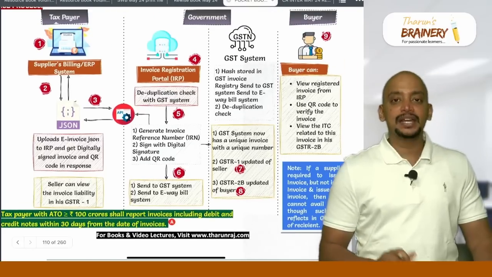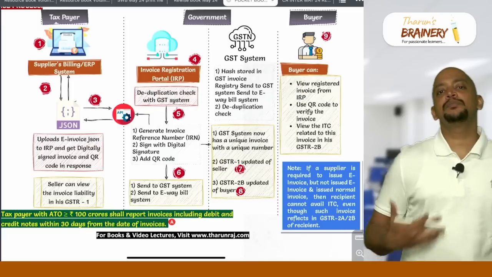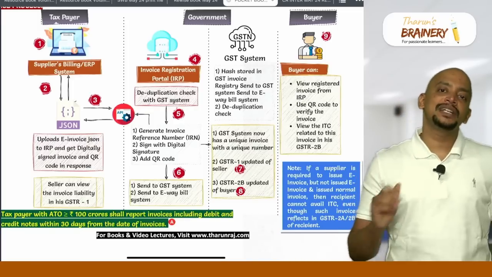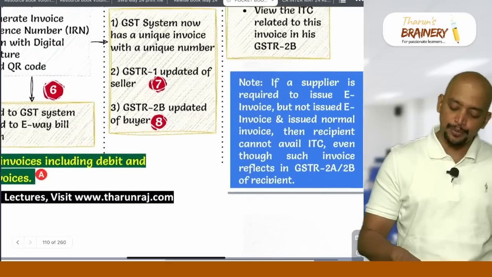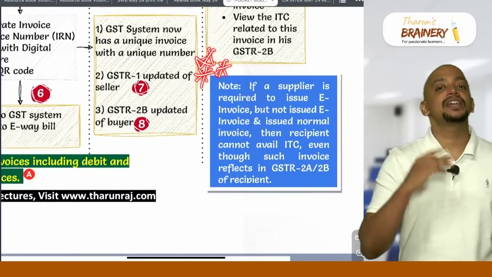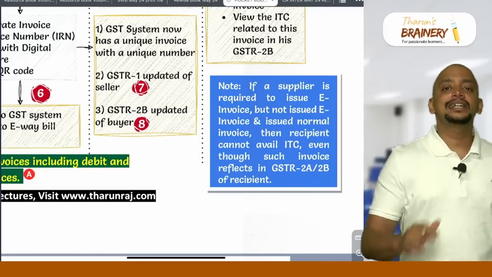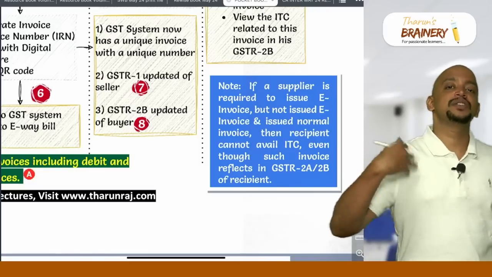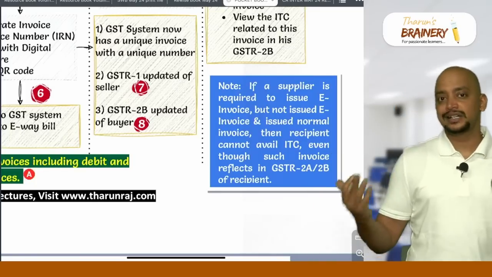And even a buyer can verify the authenticity of these invoices by entering the invoice reference number or QR code, to know whether it is a genuine invoice or a fake invoice. And there is one very important condition: suppose there is a supplier who is required to give an E-Invoice, but instead of giving an E-Invoice he gave a normal invoice. In that case, even though it comes in the recipient's 2B, the recipient cannot take ITC with respect to that. So that is a restriction now.